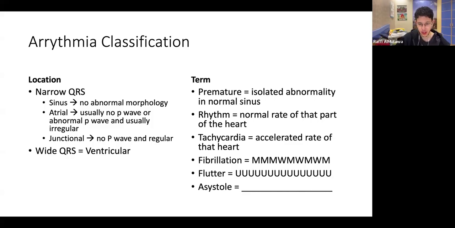Basically the idea with Wolf Parkinson White or with the SVTs is that Wolf Parkinson White is an example of an antidromic SVT. That's the main point with it. SVTs are related to abnormal AV-NRT stuff. So you have orthodromic and antidromic, and Wolf Parkinson White technically falls under the antidromic category.